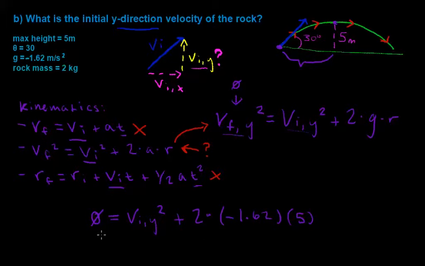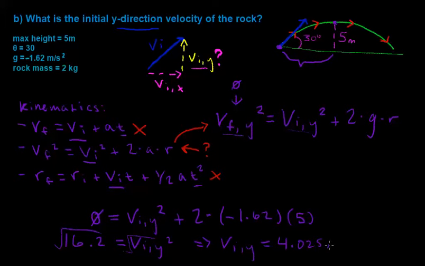So we can just calculate this real quick and get that 16.2 is going to equal our initial velocity squared, and then all we have to do is square root on both sides, and we get that our initial velocity in the y direction is equal to 4.025 meters per second. And with that, we can move on to part C of our problem.